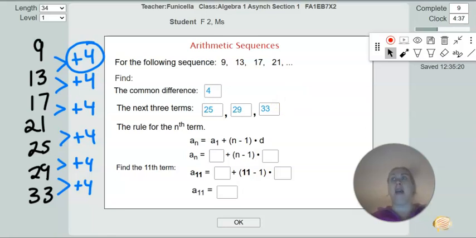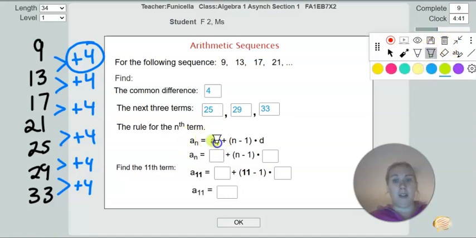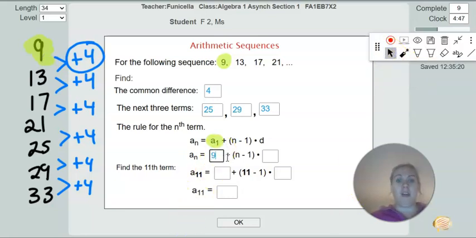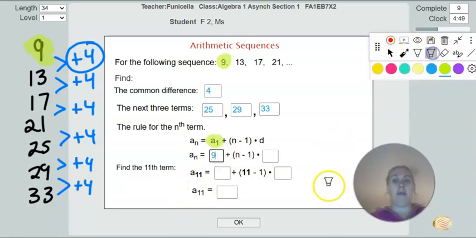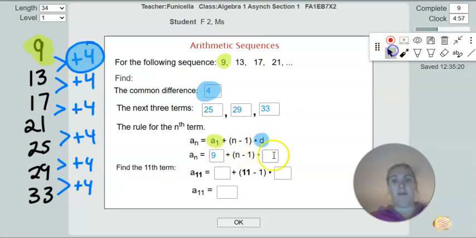So a sub n is a1, which our a1 is 9, right? That's what we started with, plus n minus 1 times the difference. And our common difference that we found was 4. So we're going to put a 4 in this place.